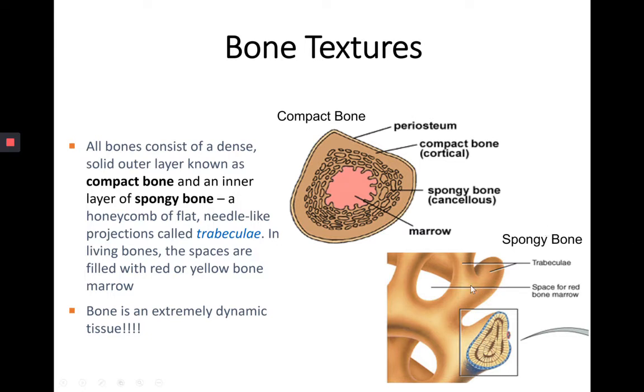So let's look at some of those needle-like projections. Here's some. So those are trabeculae. Unlike compact bone, you're not going to have any osteons in spongy bone. Osteons are going to be the unit of compact bone, and we'll look at their structure in depth.